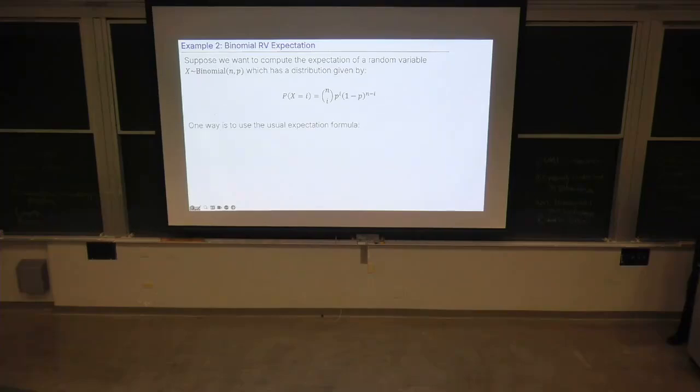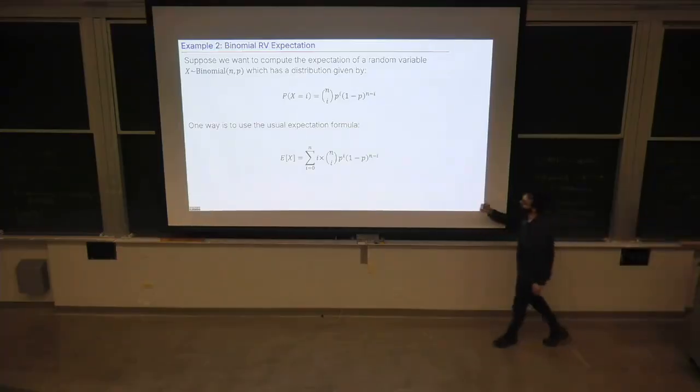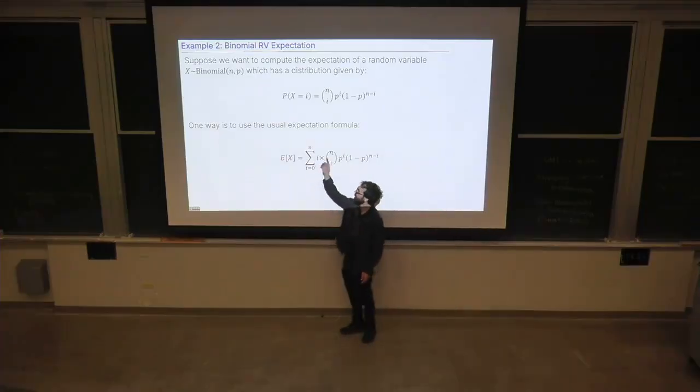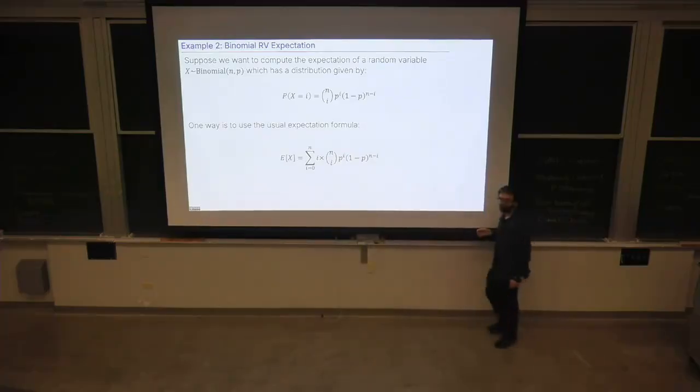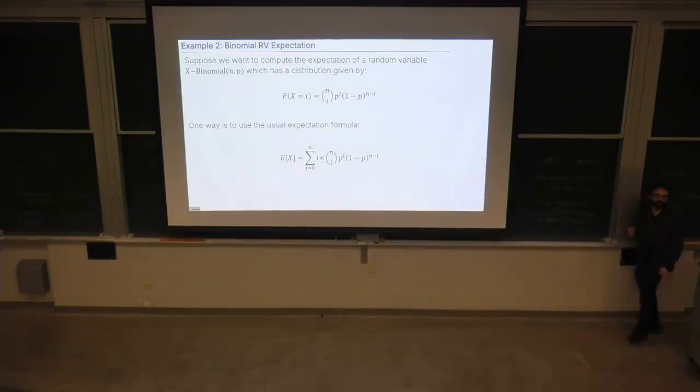And if we wanted to find the expectation, we could use the usual expectation formula. We could sum this up. We could say, okay, it's that formula times i, and we take i equals 0 to n. And you could do a bunch of algebra and get an answer. And it will be the right answer. But it will be a lot more complicated than simply using the linearity of expectation. This is very tedious.